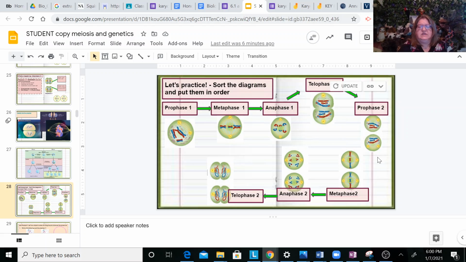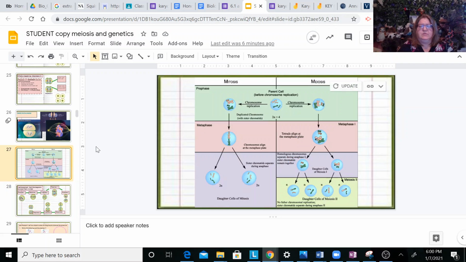Now, the second round of meiosis has to do with splitting the duplicated chromosomes in half. And then that way we have individual chromosomes instead of duplicated chromosomes. But we still only have half the chromosomes. So in each of these daughter cells, we'd have 3 chromosomes, not 6.